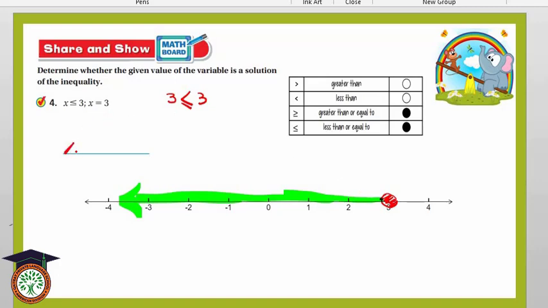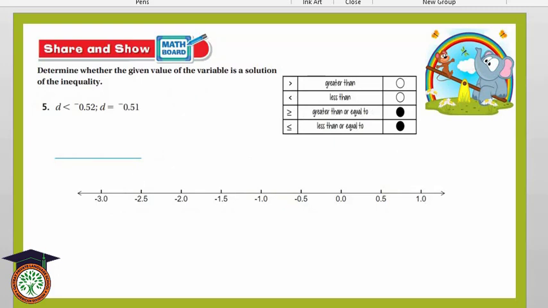So x equals 3 is a solution because it's included in my solutions. When the circle is closed, it's included in my solution. Okay, let's go to the next step, the next example.